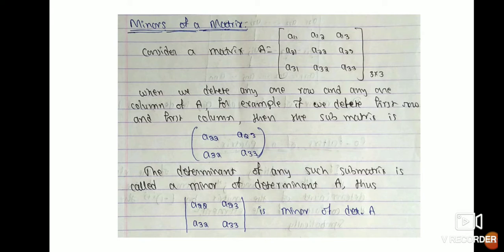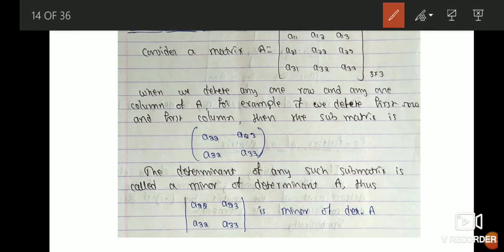for example, when we delete any one row and any one column of the matrix, for example if we delete the first row and the first column of this matrix, then we will obtain a submatrix, that is A22, A23, A32, A33. And if you obtain the determinant of such a submatrix, then it is called the minor of the determinant of matrix A. So therefore, this is the minor of determinant A.